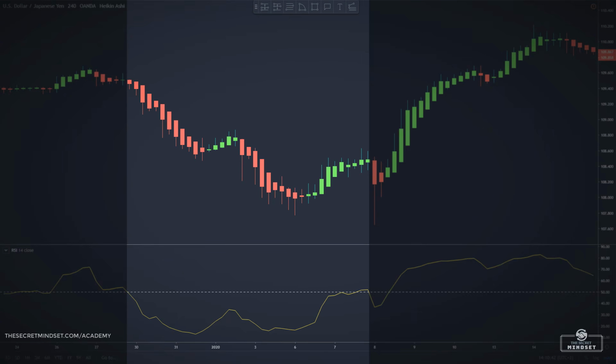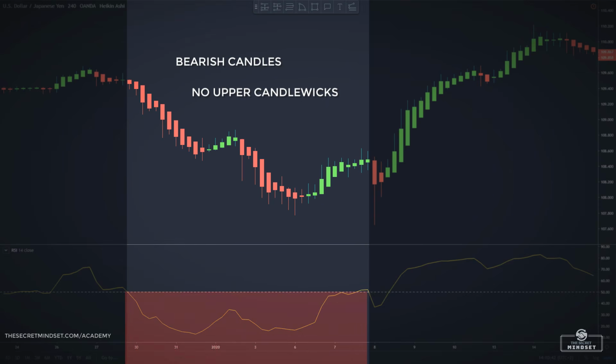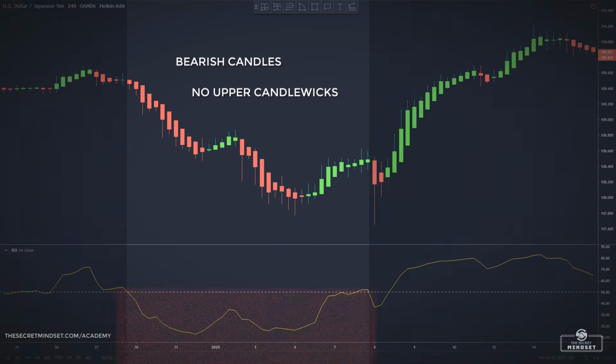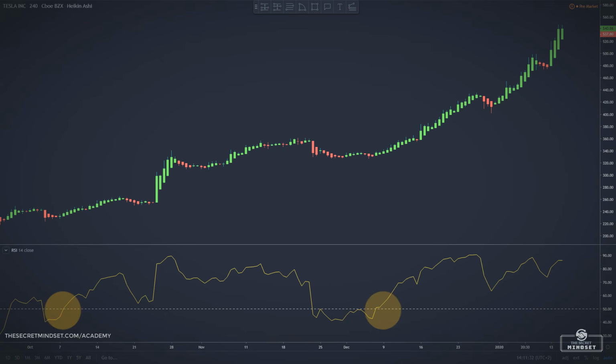This means that it is built mainly by bearish Heiken Ashi candles. You want to see a strong bearish trend on the Heiken Ashi graph that has very little to no upper candle shadows, in addition to the RSI below 50 level. Here are some examples of uptrends and downtrends using this approach.